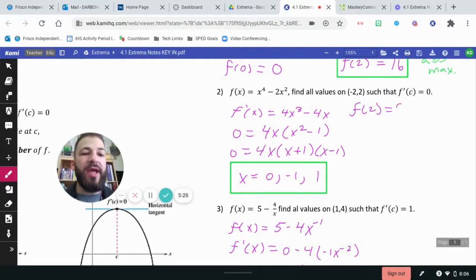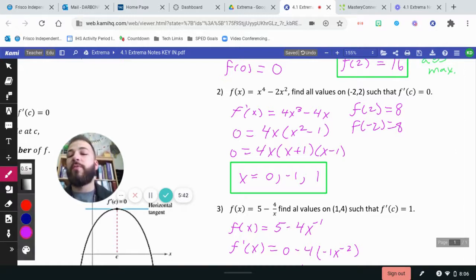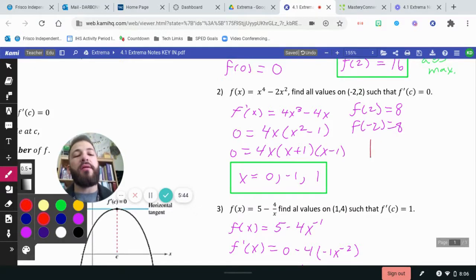f of 2 would be equal to 8, and f of negative 2 would be equal to 8. So our y values of our endpoints are the same. Our function is continuous, and it's differentiable because we took a derivative. So this would actually be Rolle's theorem that guarantees us these critical numbers. So continuous function, differentiable function on the interval, and starting and ending y values are the same. So we knew we were going to have critical numbers on that interval.